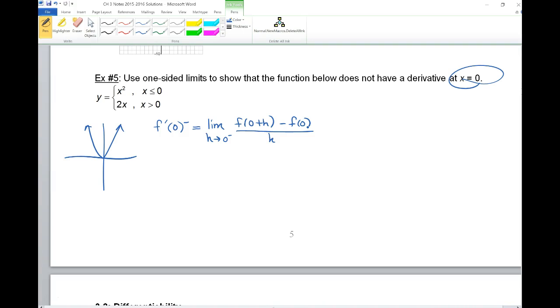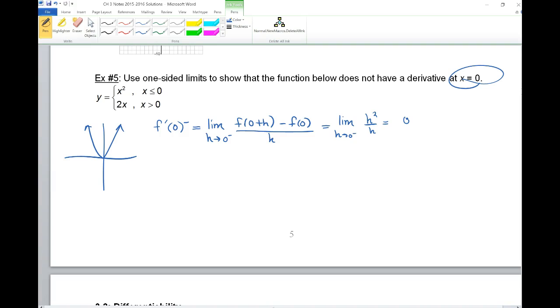Okay, so what do we end up with? If we're working from the left, then we want to work with this part. So we'll have h squared over h. Look at that. So we get 0. So what we're saying is our tangent line from the left is approaching a slope of 0.